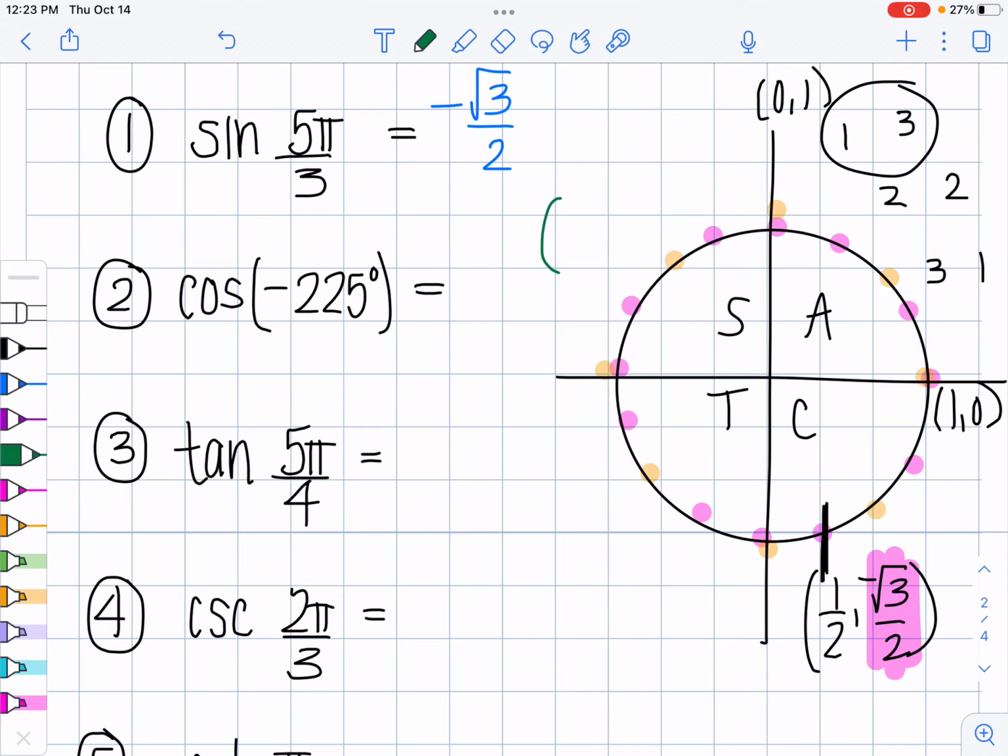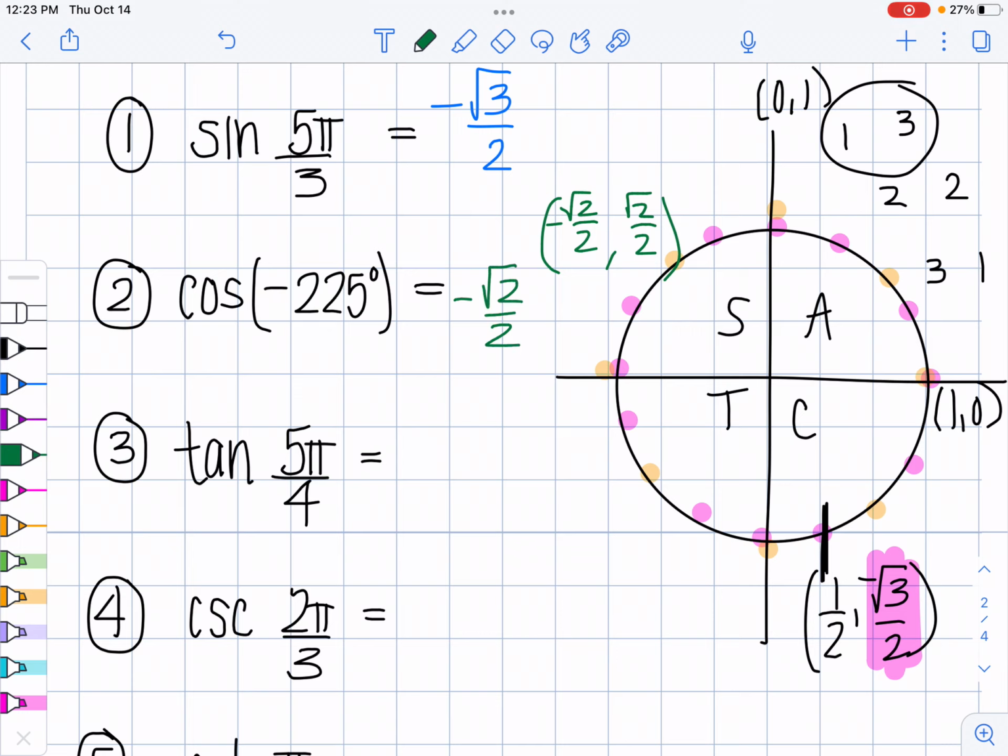So negative 5 pi over 4, I'm going to write in my values. This is square root of 2 over 2, square root of 2 over 2. My sign is positive, which means my x value is going to be negative. So the cosine is going to be negative square root of 2 over 2.